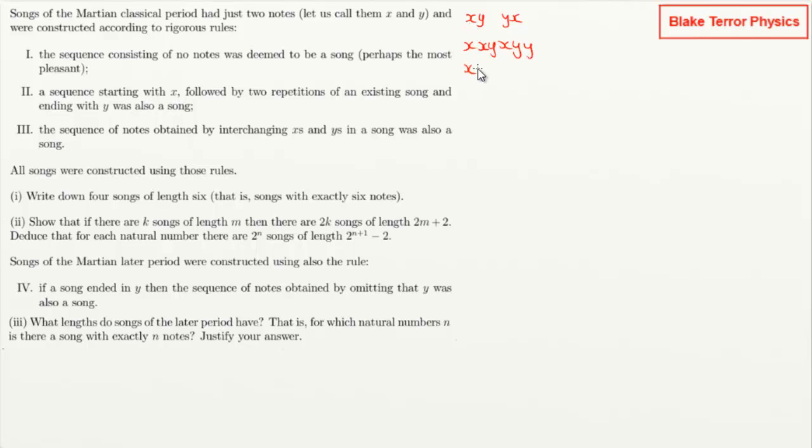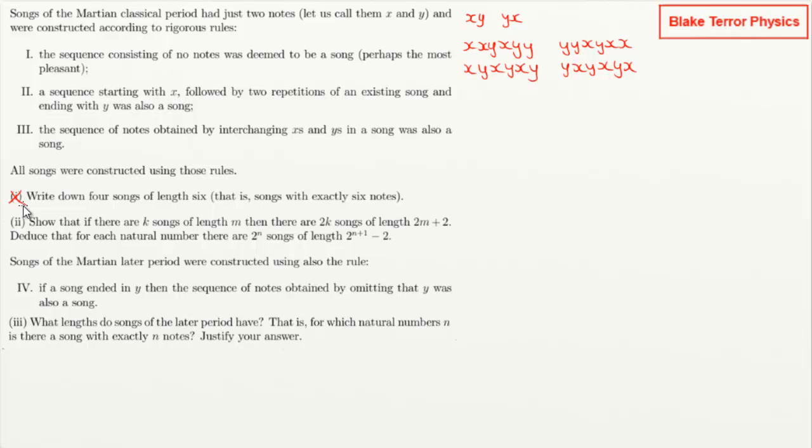We could go X, Y, X, Y, X, Y. That would be another option. And then we could flip all of those and say Y, Y, X, Y, X, X, and Y, X, Y, X, Y, X. So that's 4 songs of length 6. That's probably all of them, actually. I can't think of any other way we could make one. So anyway, that's those.